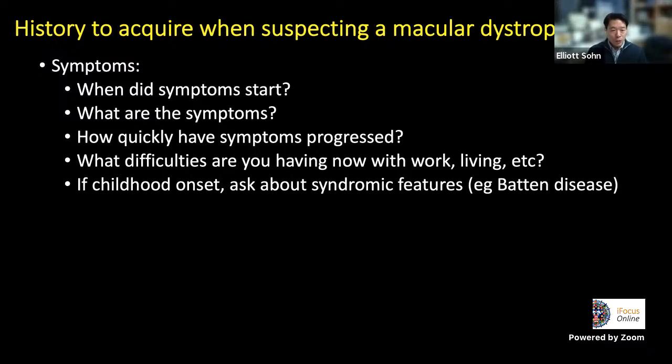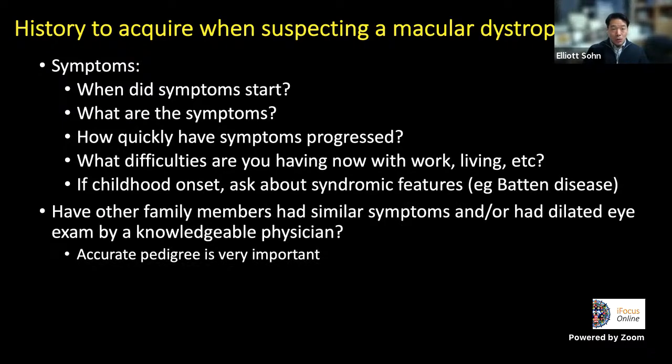If the symptoms started during childhood, you want to ask about syndromic features. I mentioned Batten disease already as one important example of that. You also want to ask about history, especially family members. Have any other family members had similar symptoms, siblings, parents? The other important thing to ask about is whether anyone has had a dilated eye exam by a knowledgeable physician. Someone has to know what macular dystrophies look like and recognize that something is abnormal to be able to diagnose this. Then the next thing you want to do is draw an accurate pedigree if you think that they have a macular dystrophy.